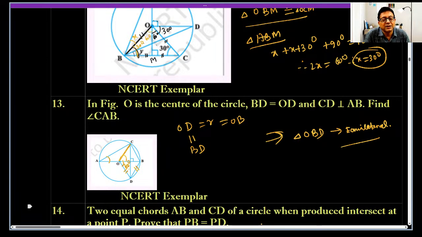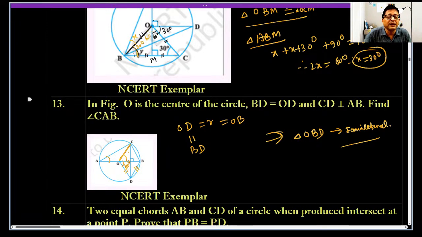For that, you check whether you can do that OBC congruent with OBD or not. If they are congruent, then it's fine. Are they congruent? Are these two triangles congruent? Of course they are congruent.